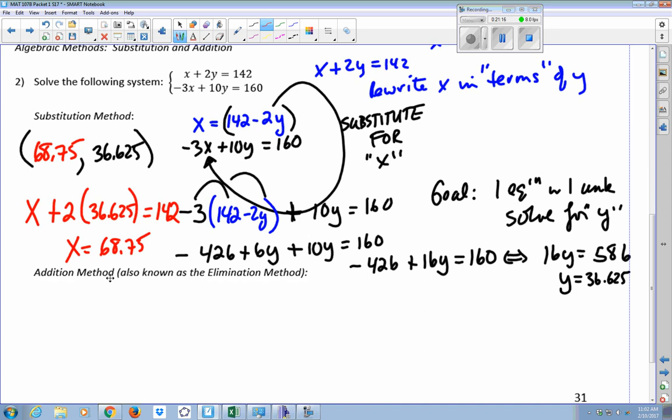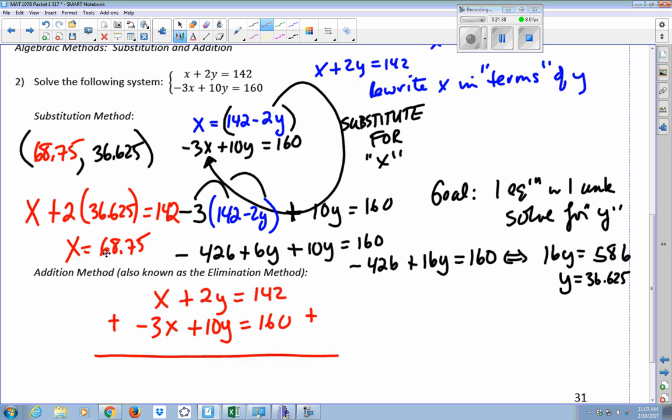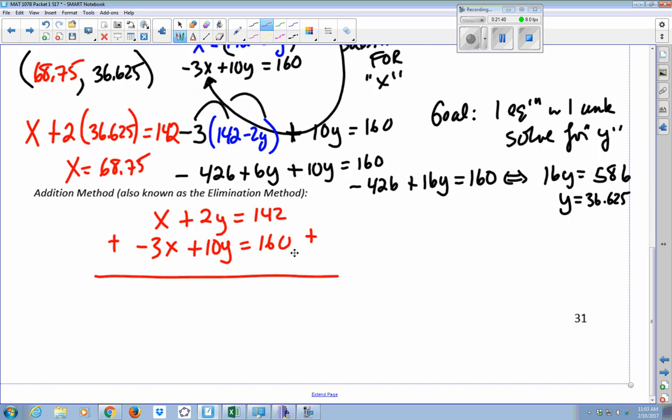So if we look at this system, we know one of our goals is to come up with an equation with one variable. So since we have two variables, we have to eliminate one of them. That's the goal. And the way we do that is by adding both equations together. If I added both of these equations together right now, don't write this down, I'd get negative 2x plus 12y equals 302, which doesn't help me at all, okay? Because now I have one equation with two unknowns, so that's not going to do any good.